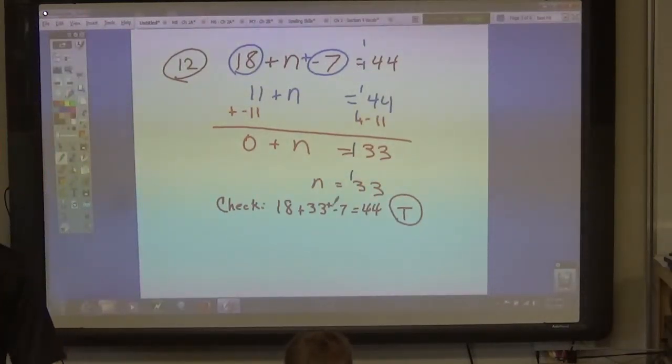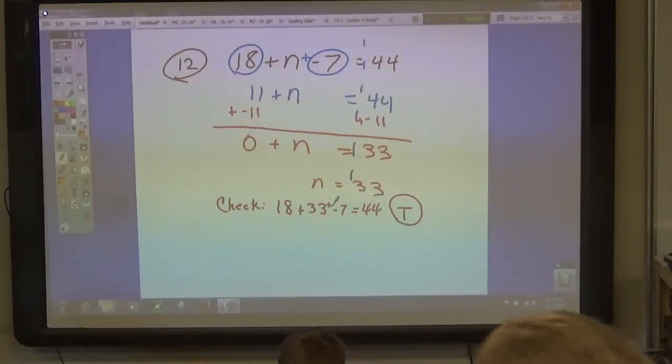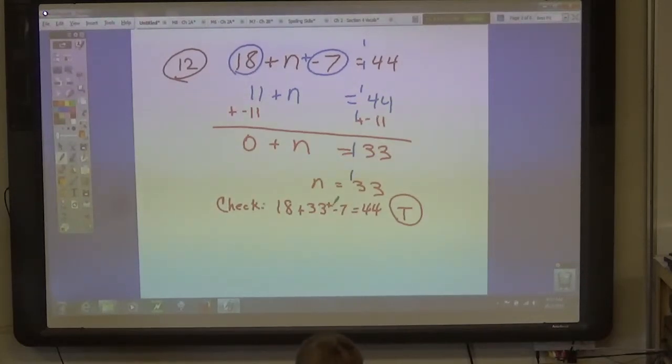Okay, so there's some more sample problems, and then one sample problem on how to simplify first before you solve it.